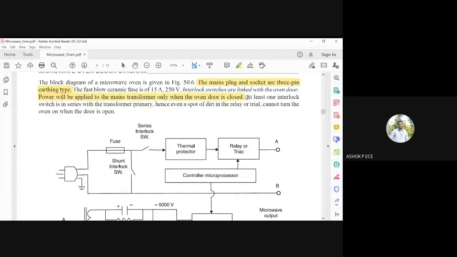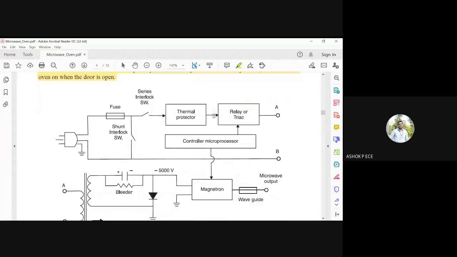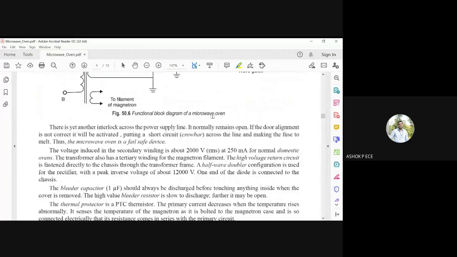At least one interlock switch is in series with the primary of the transformer. Hence, a spot of dirt in the relay cannot turn it on when the door is open. So when the door is open, the power is not given to the microwave. Okay, there is no interlock across the power line, so it normally remains open. If the door alignment is not correct also, the microwave will not work, because it is a fail-safe device. It is a very foolproof device. It will not work even if the door is slightly misaligned or completely open. It will detect those things easily and ensure that the safety of the person operating the microwave is also taken care of.